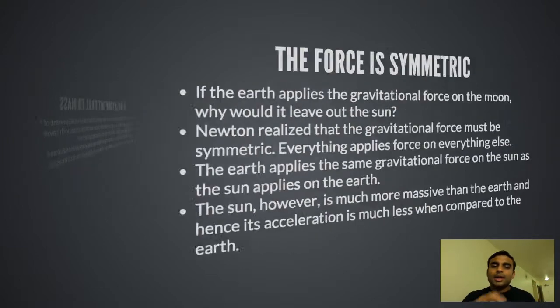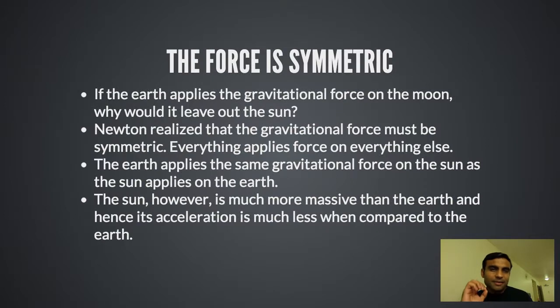That is what Newton argued. The next thing Newton realized, and this I find the most beautiful, is that this force must be symmetric. See, the sun applies a gravitational force on the earth. The earth applies a gravitational force on the moon. The earth also applies gravitational force on us. Why would the earth leave out the sun? Why would it be so partial to the sun? This is where Newton argued that everything is attracting everything.